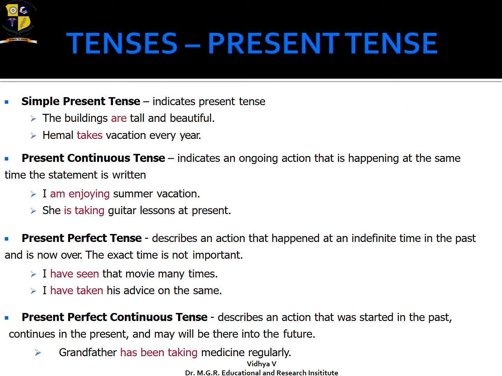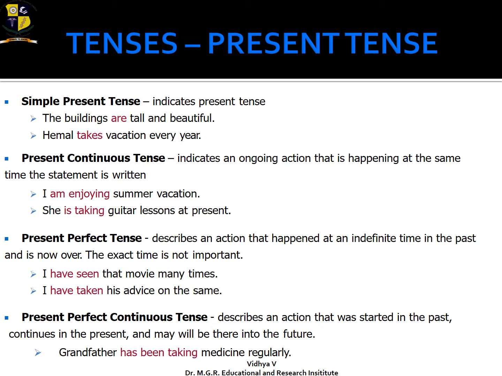So present tense, the first one is simple present tense. It indicates the present that is happening currently. Examples are: The buildings are tall and beautiful. Hemal takes vacation every year. So are, takes, and all indicate that it is present tense.